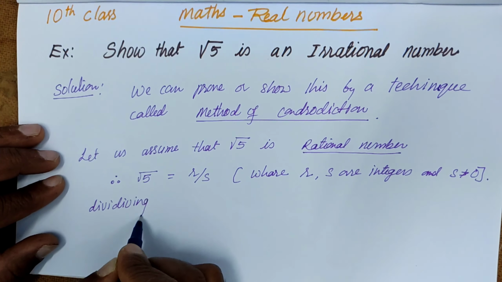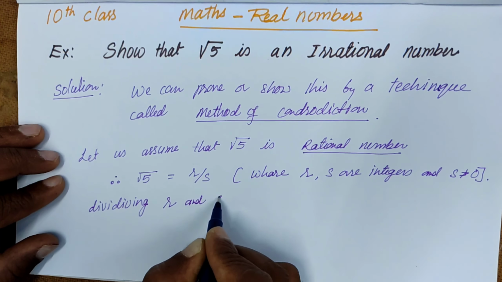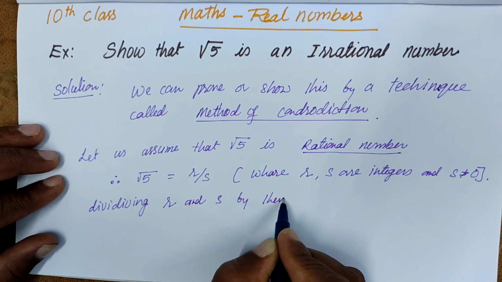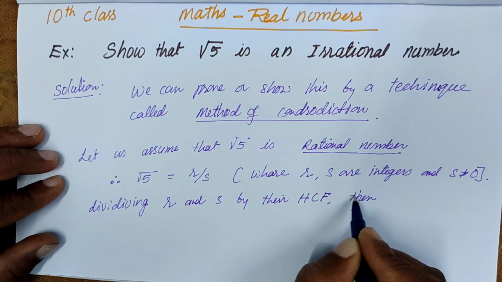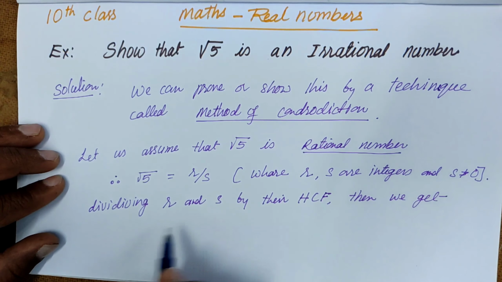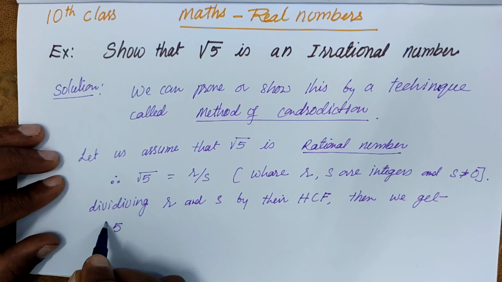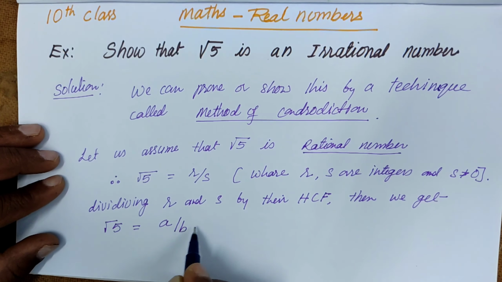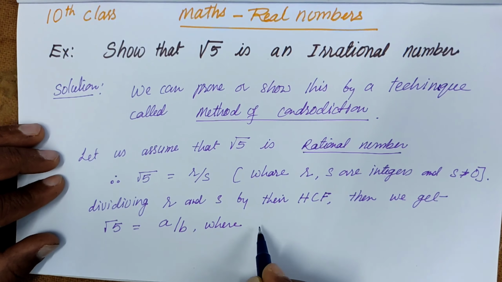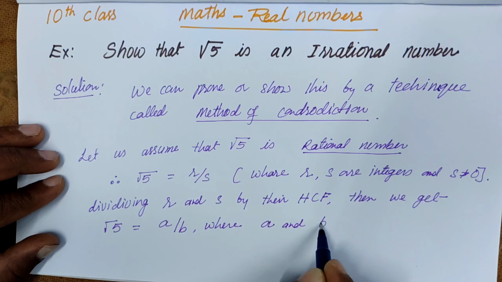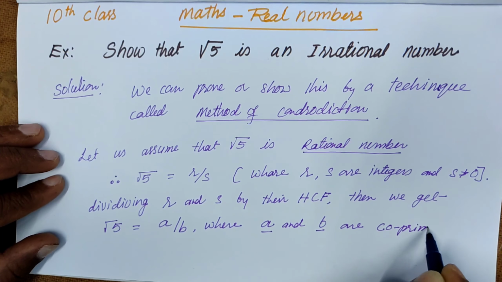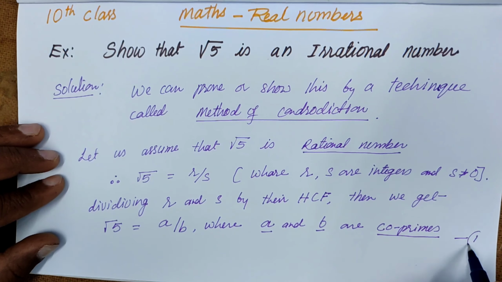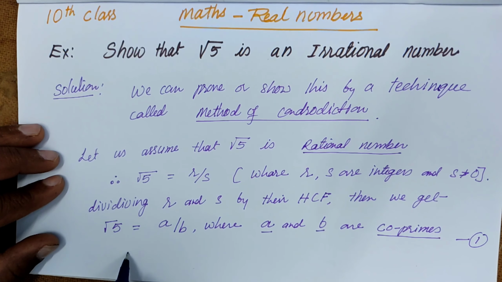Dividing r and s by their HCF, highest common factor, we get root 5 is equal to a by b, where a and b are co-primes. Why are they co-primes? Because there are no common factors. So a and b are co-primes. Let it be statement 1.